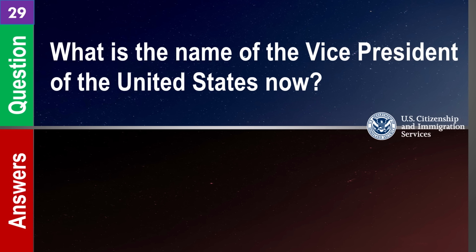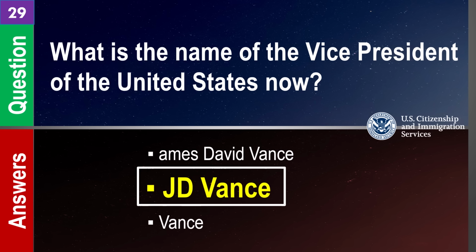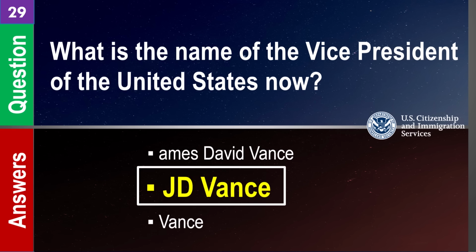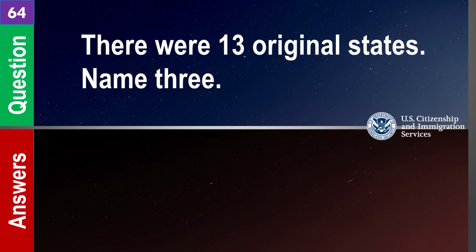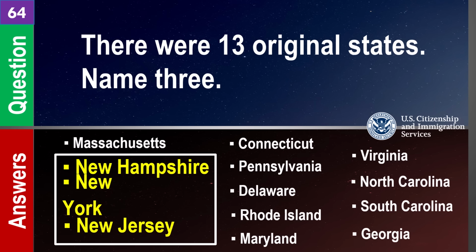What is the name of the Vice President of the United States now? J.D. Vance. There were 13 original states. Name 3. New Hampshire, New York, New Jersey.